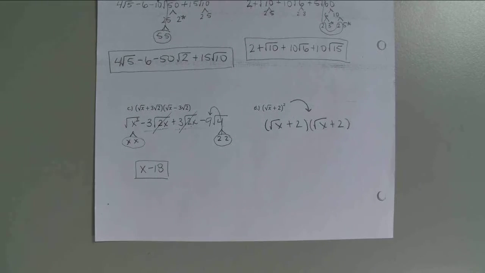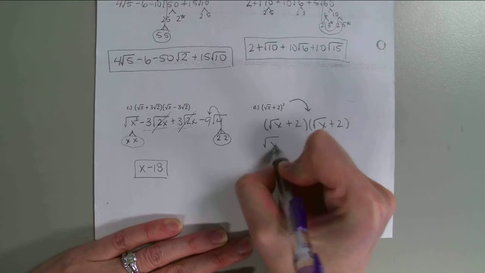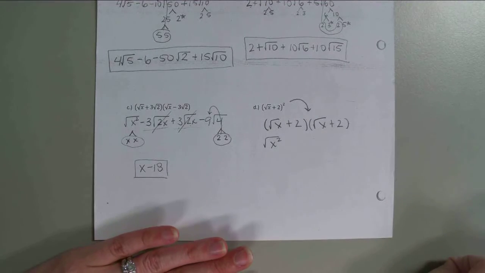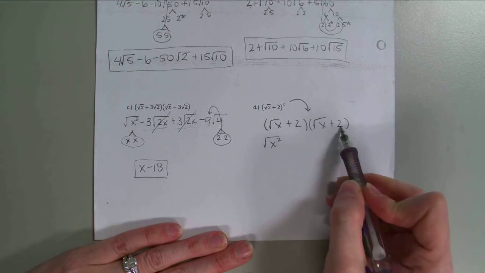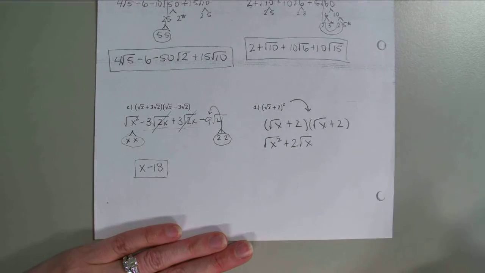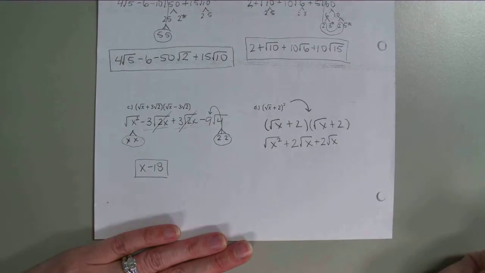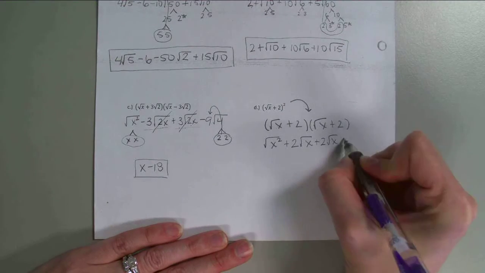So this one's kind of like your normal FOIL, okay? So let's start by doing root x times root x. Well, that will give us the square root of x squared. Root x times 2, the 2 will stay on the outside and the root x will kind of just tag behind it. And then we have that again, right? So 2 times root x will give us another 2 times root x. And then 2 times 2 will give us 4.